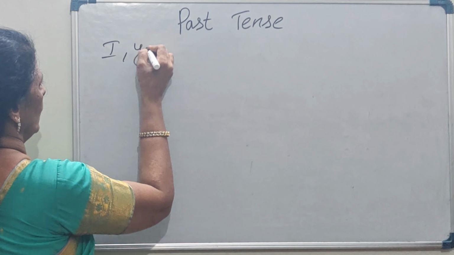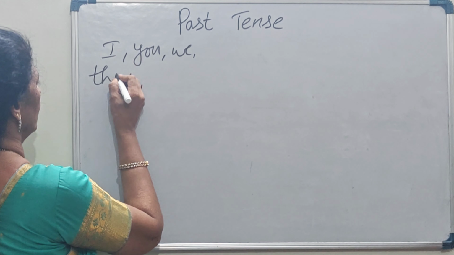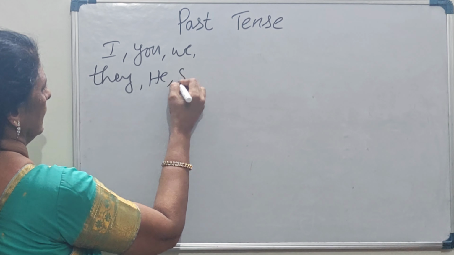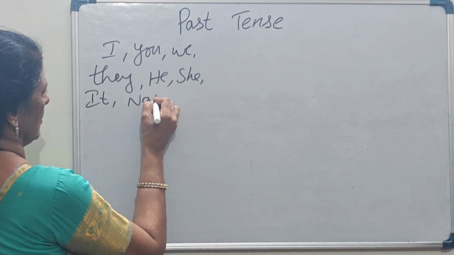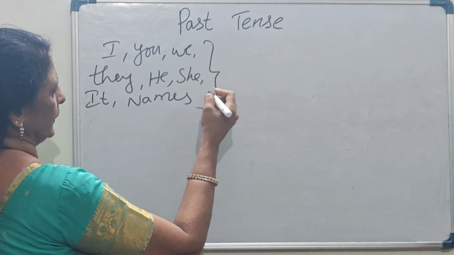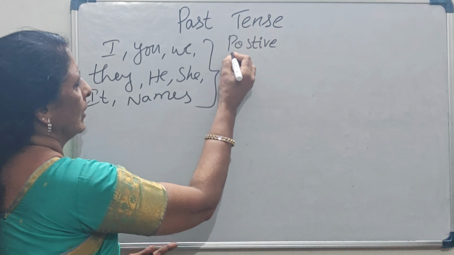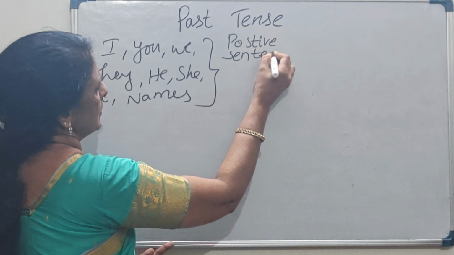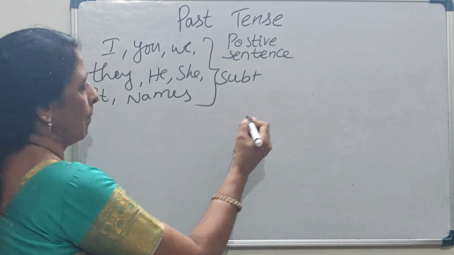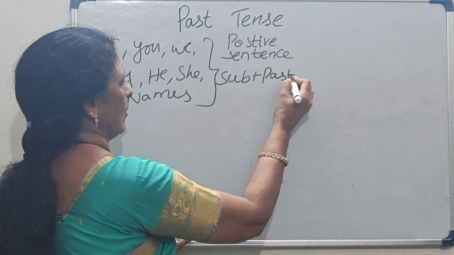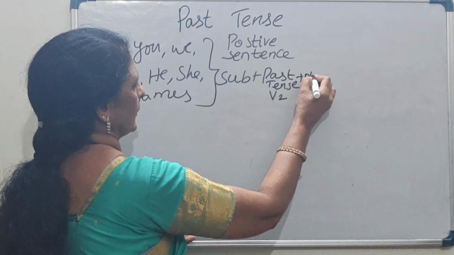I, you, we, they, he, she, it, names. Okay. For these subjects, in a positive sentence, we have to write subject plus past tense. Past tense means V2, okay, plus object.